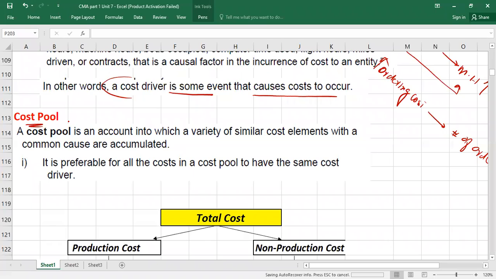Right or wrong? So how will you define the pool? It is the cost pool. It is the account where you accumulate the costs with a common cause or same cause. That is what is called a cost pool. Understood? Three or four definitions we have done, and now I'm going to explain a more important thing.